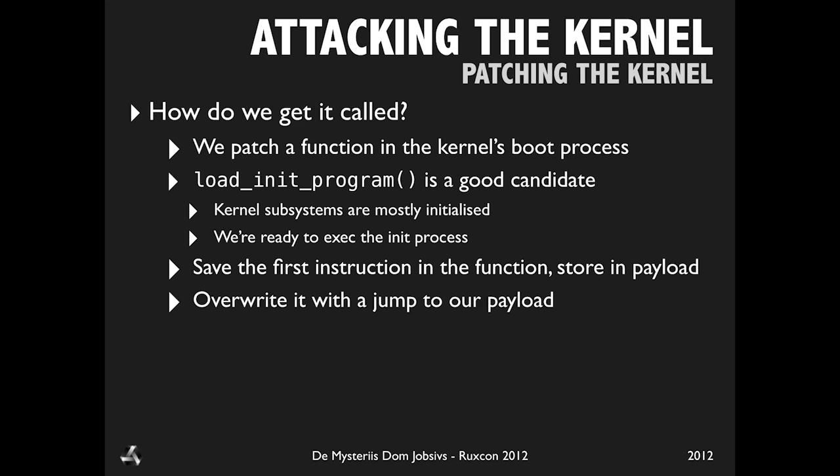Well, what we're going to do is patch a function in the kernel's boot process. I chose to use load init program, mostly because at this stage all the kernel subsystems have been initialized and everything's ready for serious business operations. We're about to execute the init process, which is what that function does. So just use a typical inline function hooking technique: overwrite the first few bytes with a jump to our function, and store the original bytes in the payload so that it can restore them later on.